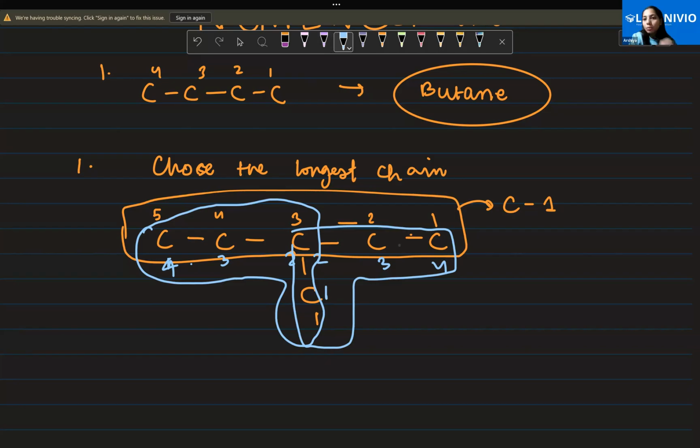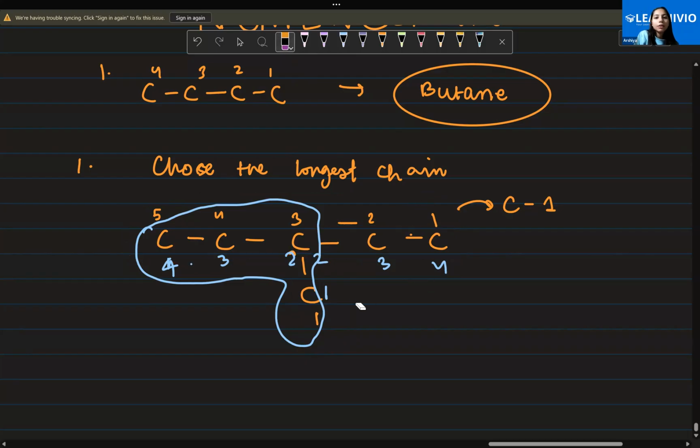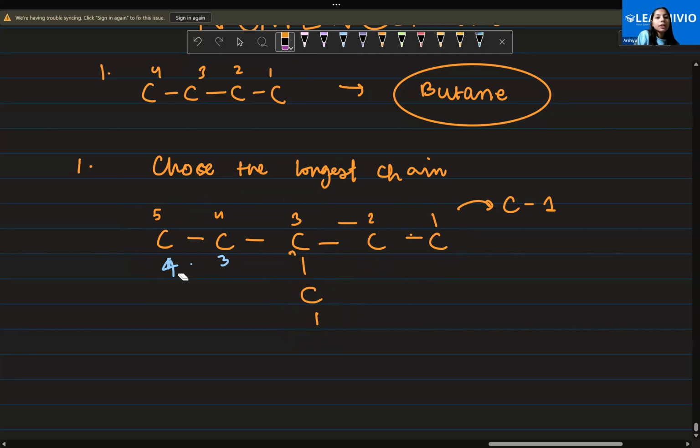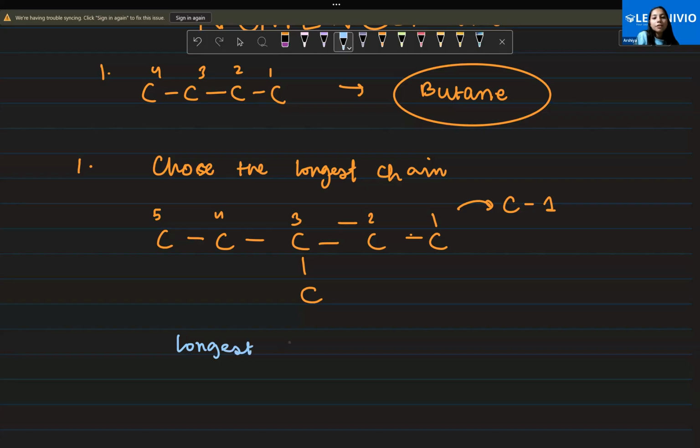Which one do you think has the most number of carbons? Ma'am, the horizontal one. The first one, right? The one with the 5 carbons. Yes. So I'm going to erase this and just keep the 5 here. Very good. Did you feel that it was confusing or it's fine? No, it's not confusing. It's fine. So the longest chain has 5 carbons, right?